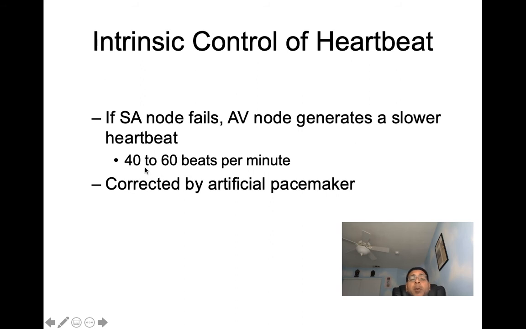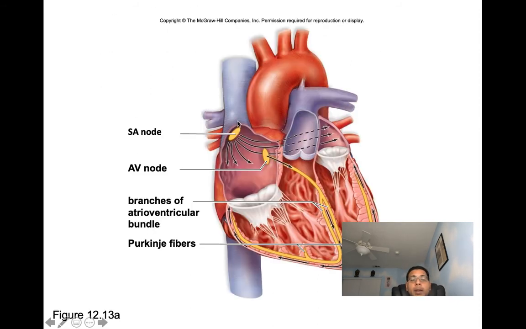Now if the SA node fails, the AV node is going to generate a slower heartbeat. It's going to be anywhere from 40 to 60 beats per minute. And this then has to be corrected, and it's corrected then by an artificial pacemaker that patients then have to get installed.